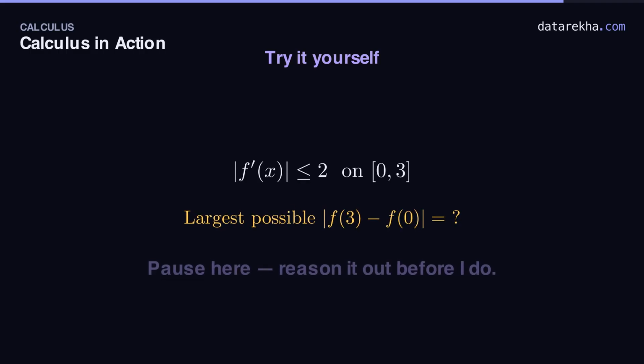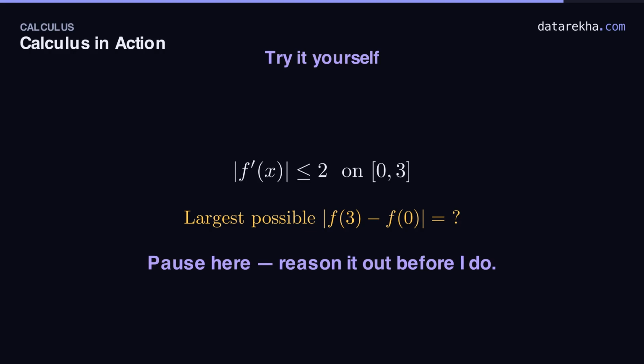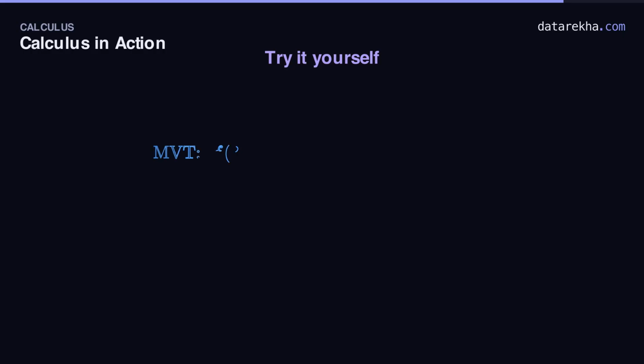Your turn, and it's a cousin of the last one. A function on the interval 0 to 3 has a slope never bigger than 2 in size. How far apart can f of 3 and f of 0 possibly be? Pause the video, think about what a bounded slope allows, and find the largest gap. I'll wait. Here's the walkthrough.